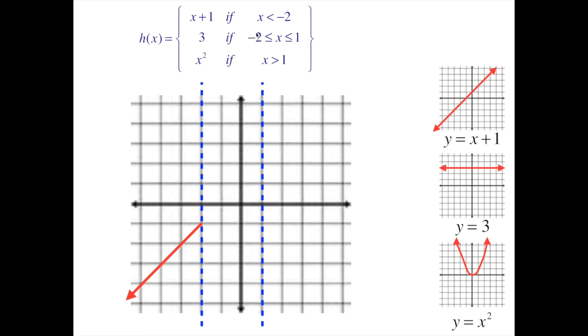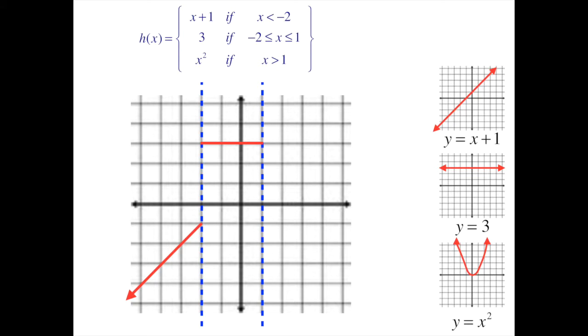The next part is between -2 and positive 1. And that graph is just a horizontal line right here at 3. That means right here, 1, 2, 3. It's going to be right here. It's going to go straight across. But it doesn't apply to anything that's less than -2 or anything that's greater than 1. So it will only be right in between these blue dotted lines.